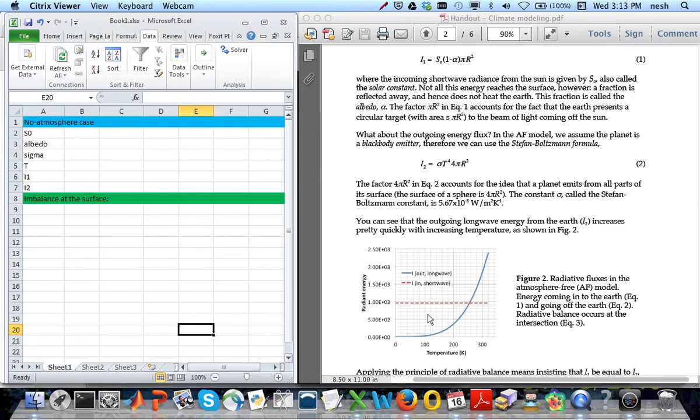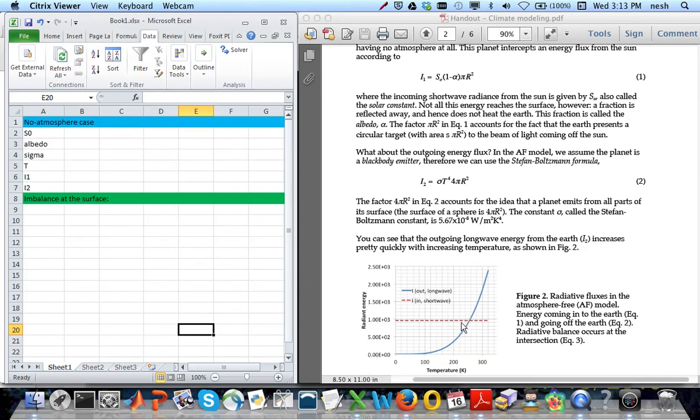Now that's given graphically right here. You imagine that as the temperature of the Earth's surface goes up, the longwave radiance coming off it follows this blue curve, which is the Stefan-Boltzmann curve. And this dashed red curve is the radiance coming in, and that's just constant. That's the amount of energy that the Earth intercepts from the sun. So it's somewhere around 250, where they are obviously in balance.